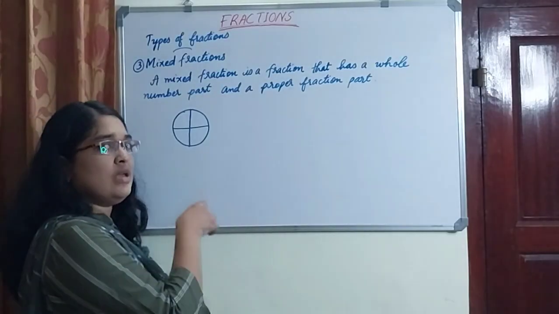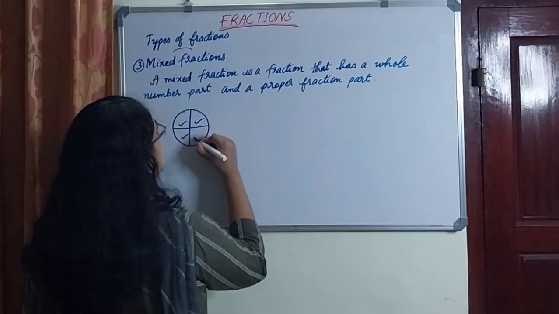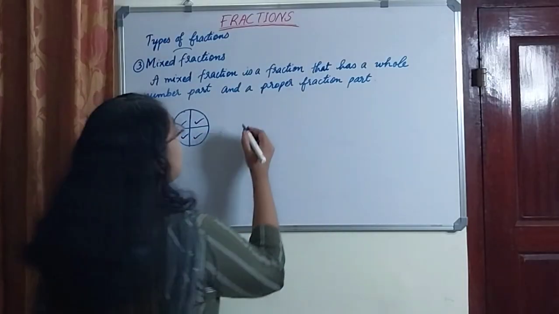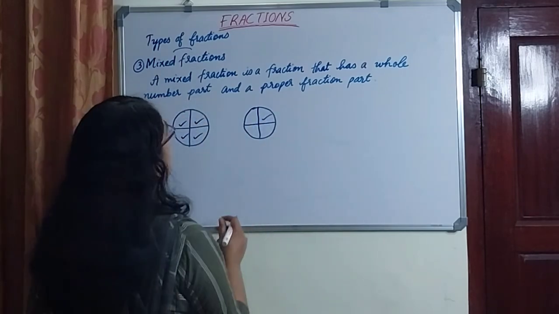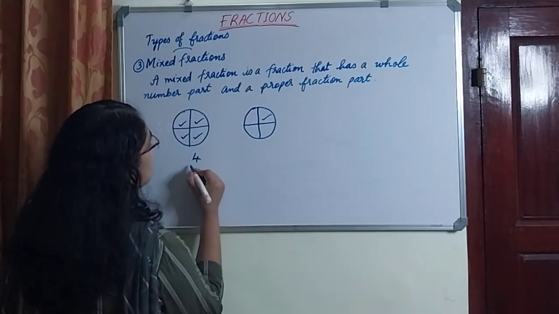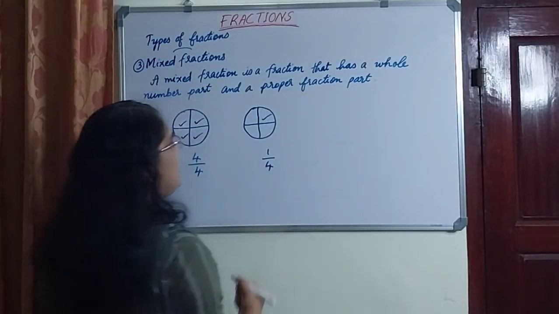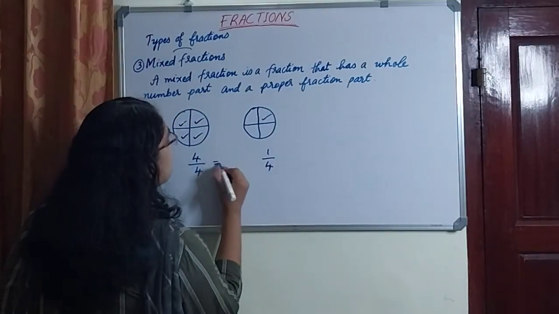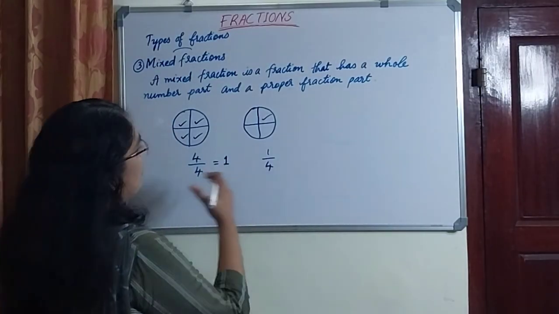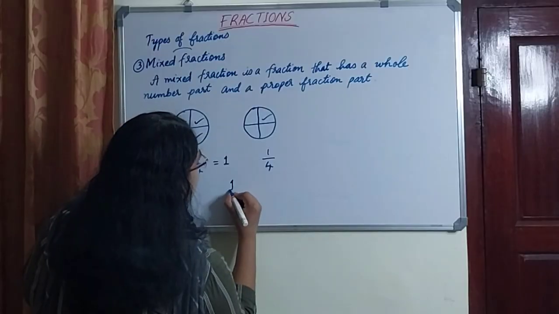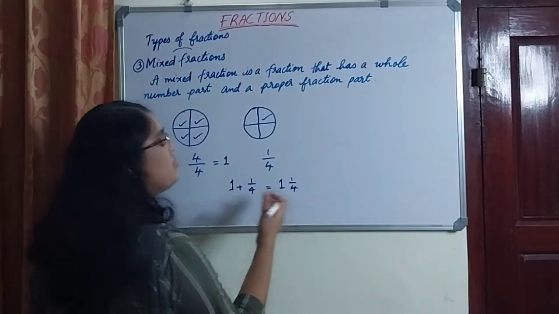Here we consider the same cake that was consumed by the 4 friends. That means all the 4 pieces got consumed and the 5th friend got 1 piece from the second cake. So the fraction of the first cake was 4 by 4 and the second cake it was 1 by 4. Here we can write 4 by 4 as 1. 4 divided by 4 equals 1 and here it is 1 by 4. The whole fraction can be written as 1 plus 1 by 4 which is equal to 1 by 4. This is a mixed fraction.